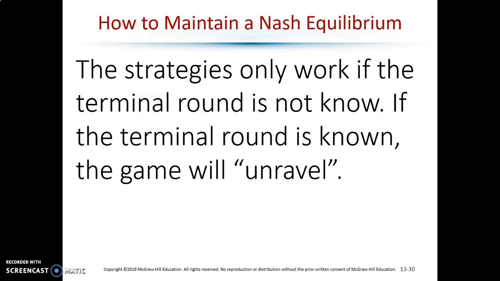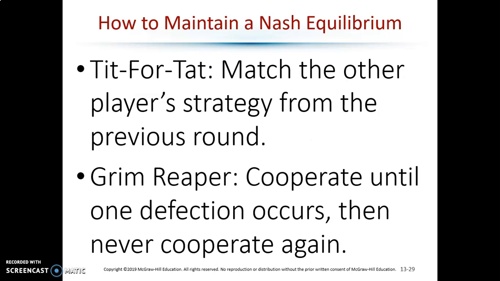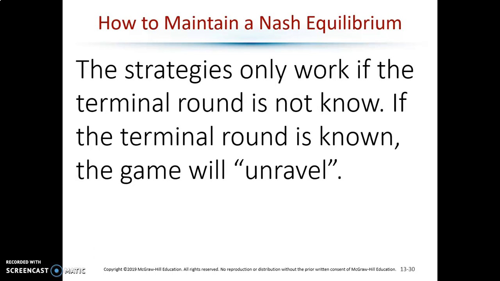There are also discount rates that would go in. Discount meaning you're discounting future production that would have to be factored in if we know a discount rate, but that gets into more advanced stuff that we don't do in this class. So again, we just say the terminal round is not known, and you have a tit for tat or a Grim Reaper player, and the other player knows that that's the kind of player they're dealing with, then you can get cooperation in this game. If the terminal round is known, then a rational player is never going to cooperate.